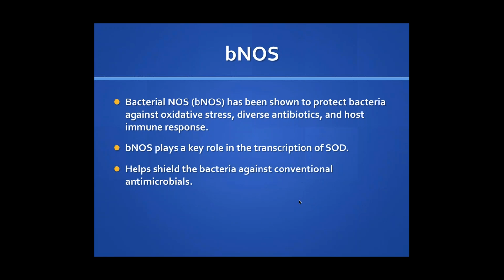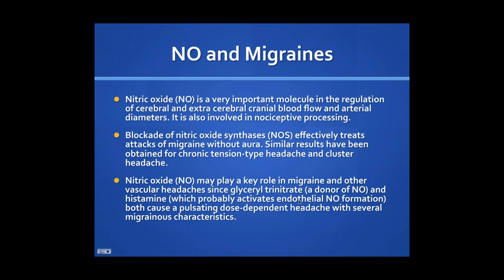So we're going to talk about BH4 in a minute, but the way that we increase BH4 is up and coming. It's an incredibly important molecule. Nitric oxide is a very important molecule in the regulation of cerebral and extracerebral cranial blood flow and arterial diameters. It's also involved in nociceptive processing, so it's involved in migraines. Blockade of nitric oxide synthase effectively treats attacks of migraine without aura. Similar results have been obtained for chronic tension type headache and cluster headache.